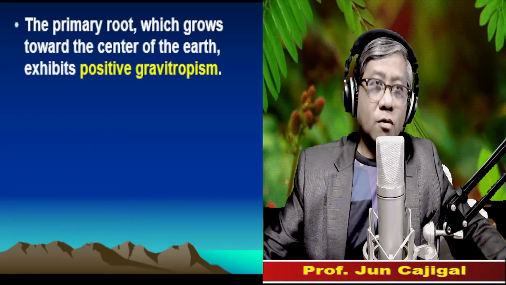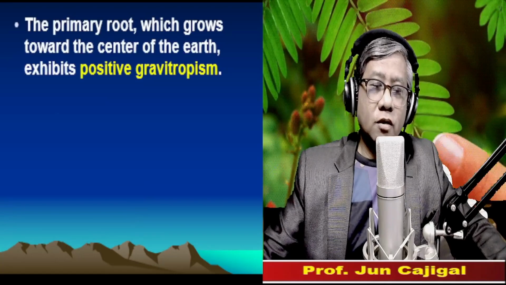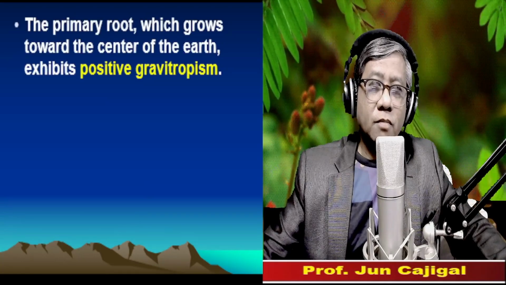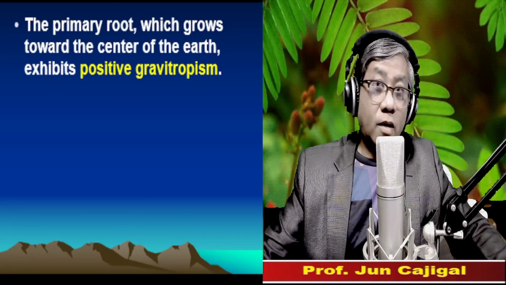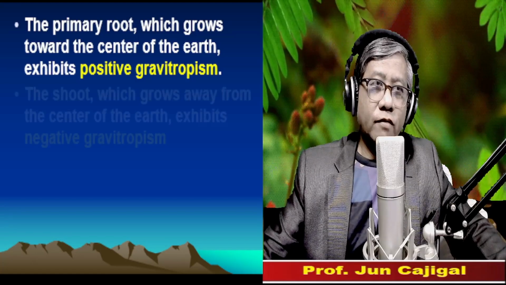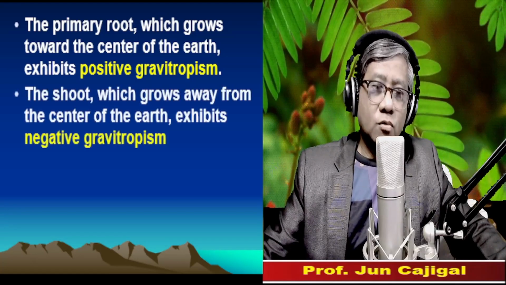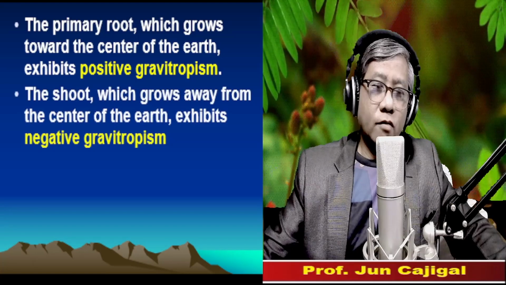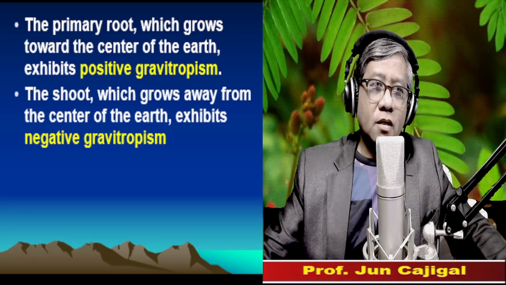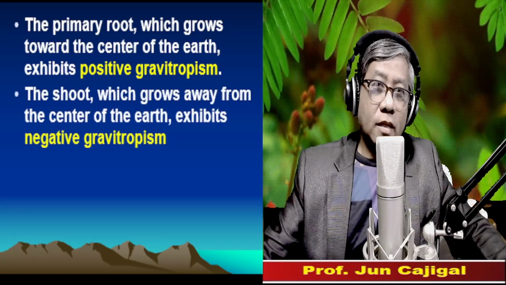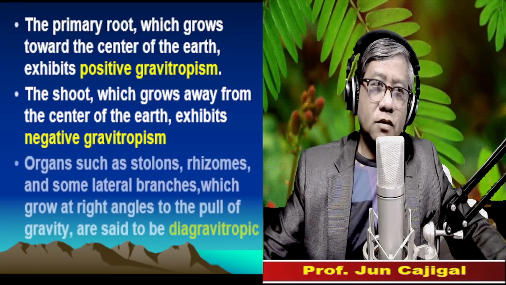Now, the primary root, which grows toward the center of the earth, is known as positive gravitropism, and the shoot, which grows away from the center of the earth, exhibits what we call negative gravitropism.